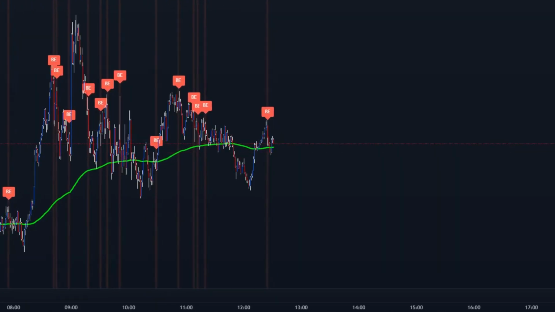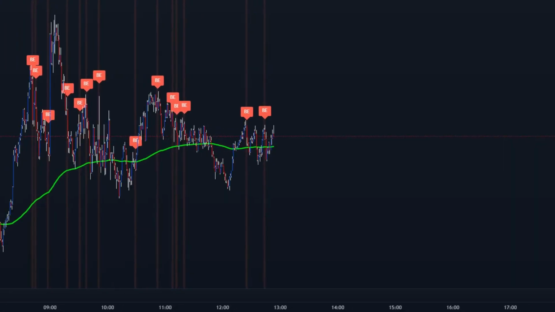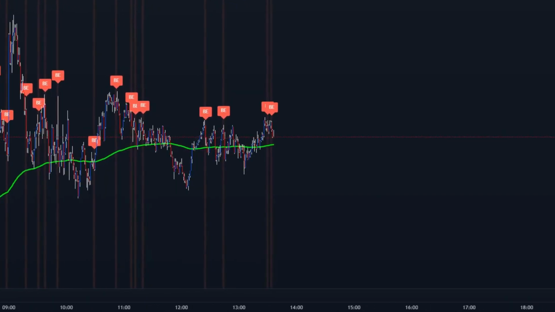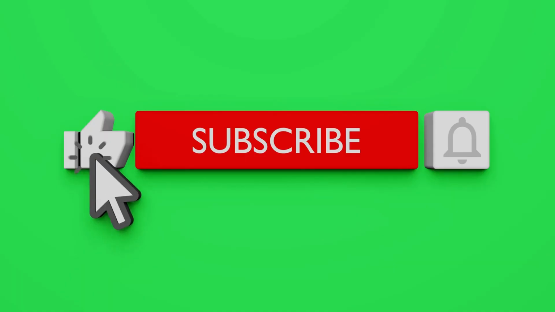So, there you have it, 2 profitable scalping strategies using the EMA and the engulfing pattern. Remember, scalping requires practice, discipline, and proper risk management.